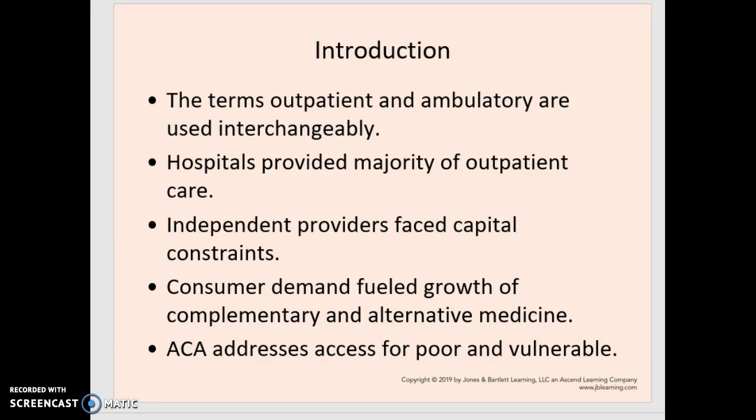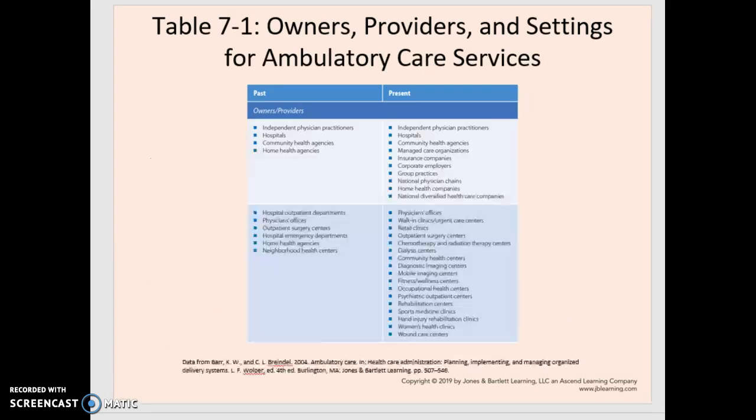And then, of course, the ACA tries to talk about the indigent and most vulnerable people in our community. That's one of the goals of that, and you can determine if and how you think that's working.